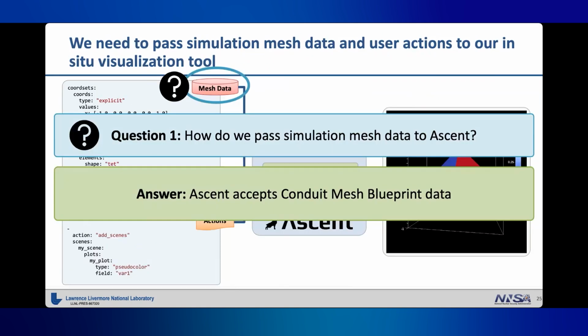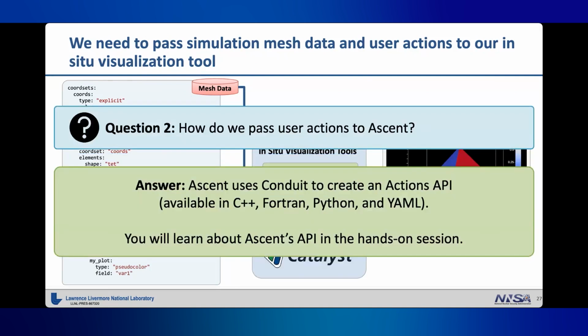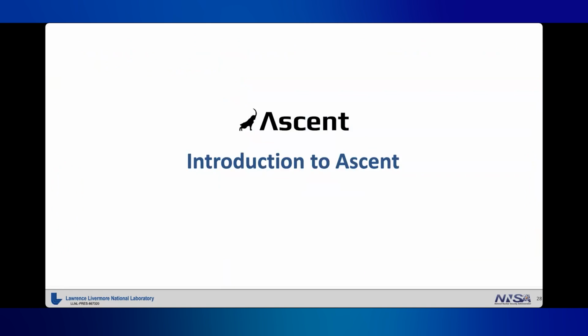Blueprint mesh data is how we pass data along, and also VisIt has a way to read blueprint mesh data that's actually written to HDF5, so that's nice. So another question is, how do we pass user actions to Ascent? And you're going to see the recipe for this throughout the tutorial a lot. So we also use Conduit to do this. Conduit allows us to build this actions API that you can use in all these different languages. And also you can prescribe via YAML, which is very handy. So you're going to get to learn all about that. So that's to prime the pump.